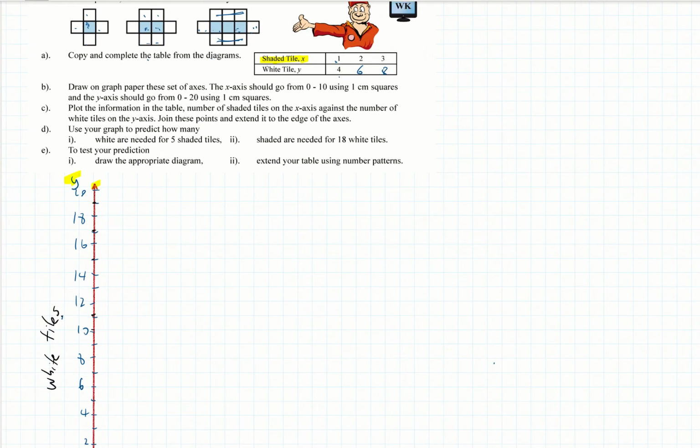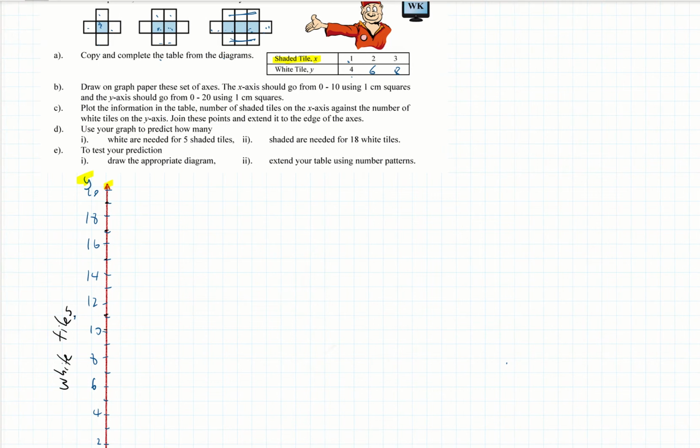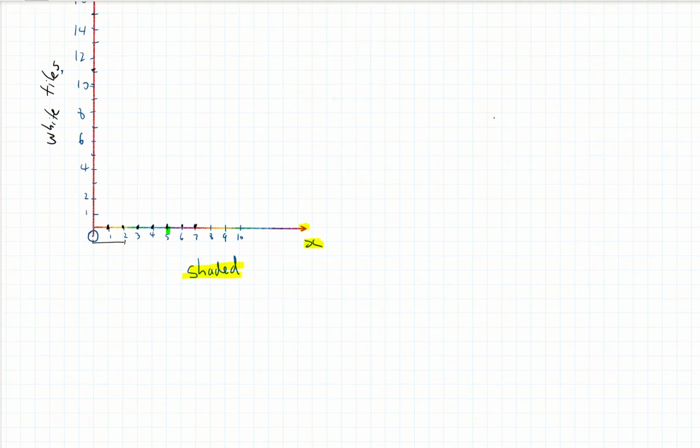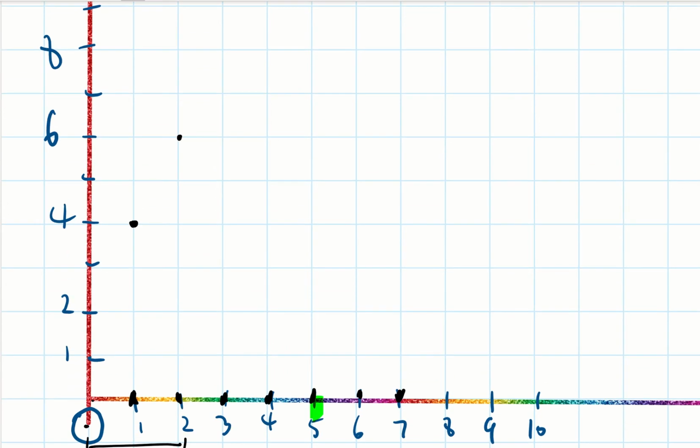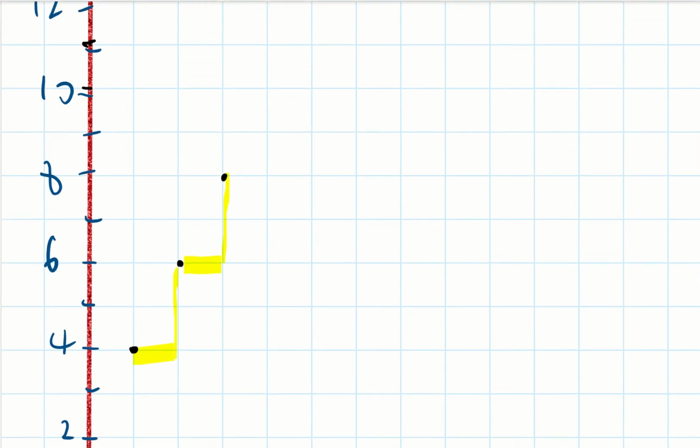Now let's plot these things. For 1 shaded tile, I've got 4 white. So for 1, I've got 4. And then for 2 shaded tiles, I had 6, didn't I? And then for 3, I had 8. Now, what do we notice here? Look, every time I go across 1, I'm going up 2. Across 1, I'm going up 2. So I should be able to use that. I might go across 1, up 2, and I'm going to get a point here.